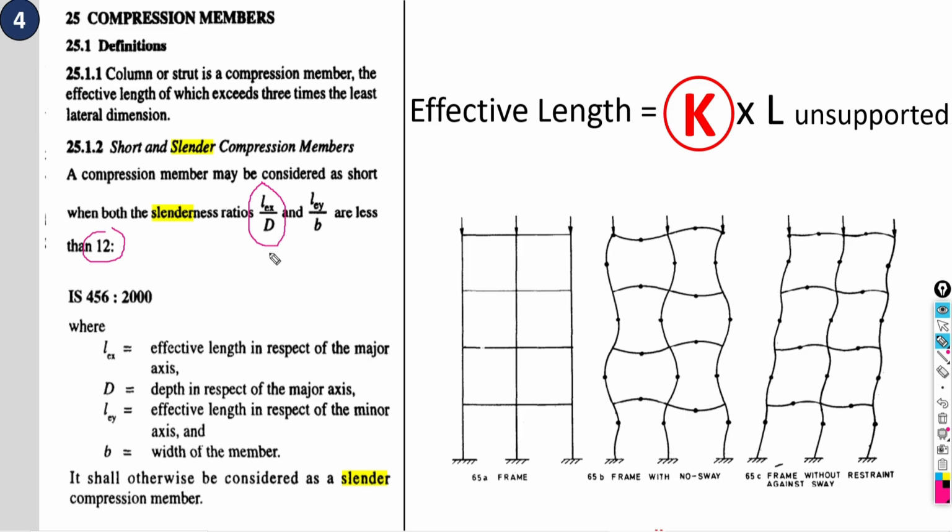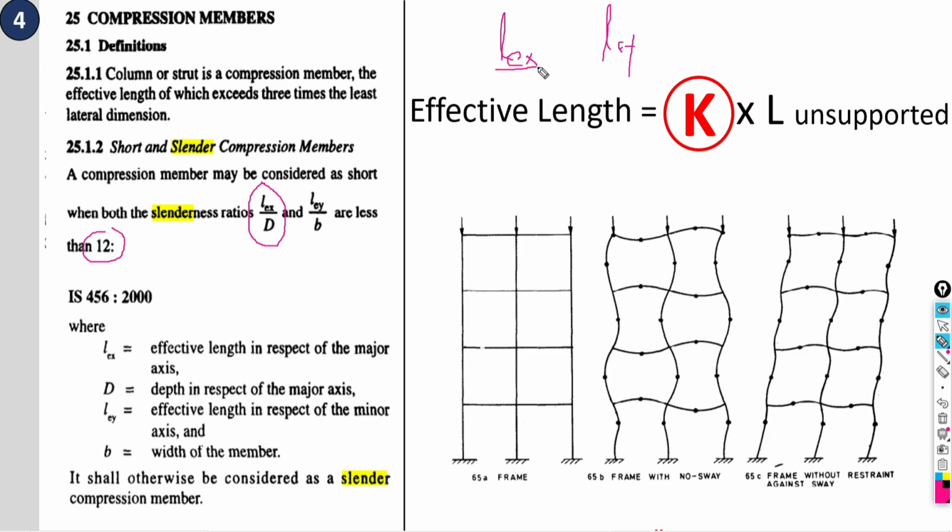And my dear friend, if the column comes as a short column, that is not a problem. But if your column results in a long column, then the challenges arise. So we will see whether our column is going to become a long column or short column. The formula to decide whether the ratio is less than or greater than 12 is LEX or LEY.